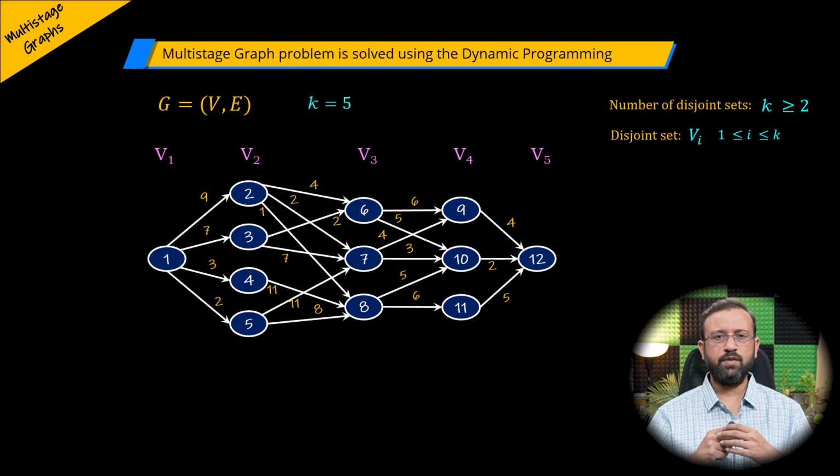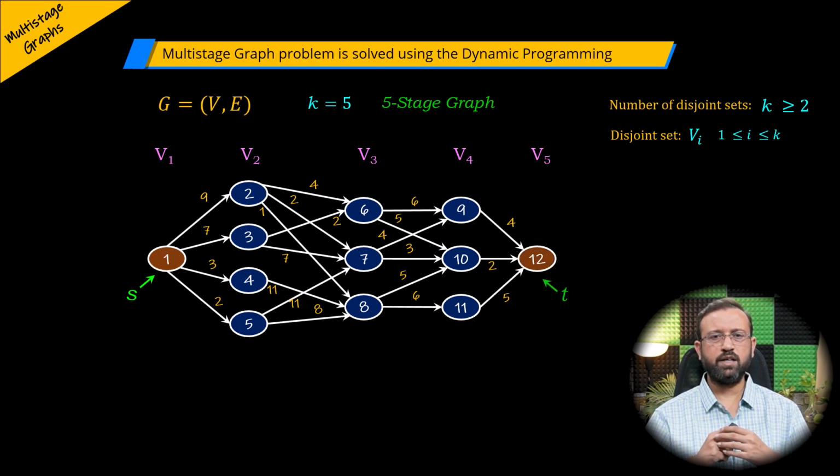Therefore, in this example, we have 5 disjoint sets from V1 to V5. Furthermore, the first disjoint set is V1 and the last disjoint set is V5 and each will contain only one vertex. The vertex in disjoint set V1 is represented by S and is known as a source vertex. The vertex in disjoint set Vk, or in this graph V5, is represented by T and is known as the sink vertex. The edges in the multi-stage graph are directed edges, and every edge will connect a vertex from one stage to another vertex of the next stage.